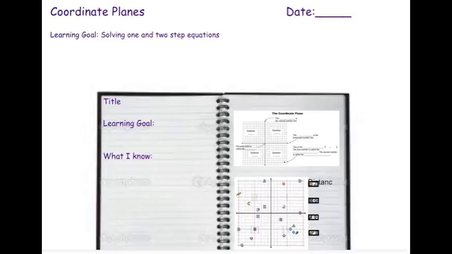Hey everyone, today we're going to talk about coordinate planes and we're going to look at solving one and two-step equations, but mostly we're really focusing on the distance between 2 points when we're using the absolute value.